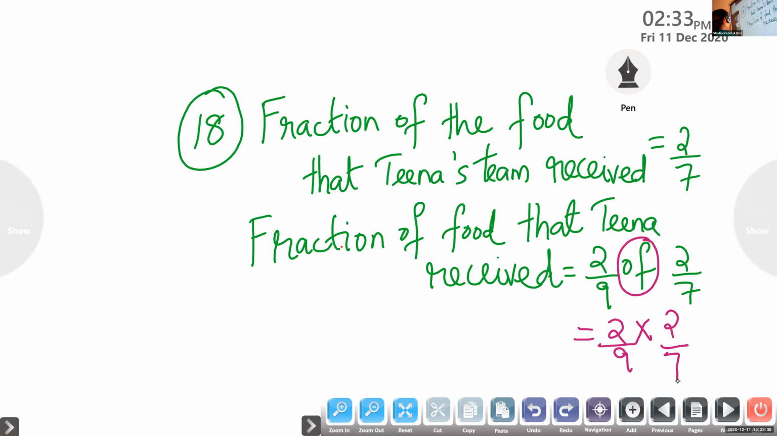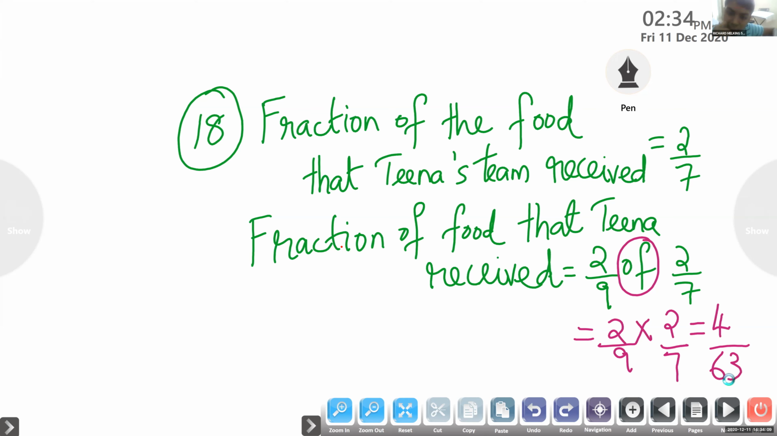What's the answer? 4 by 63. Yes. Richard, what did you get? Is there any common factor to divide? 2 by 9 into 2 by 7. Is there any common factor to divide? No. So what's the answer? 2 into 2 is 4. 4 by 9 into 7 is 63. So the answer is 4 by 63.